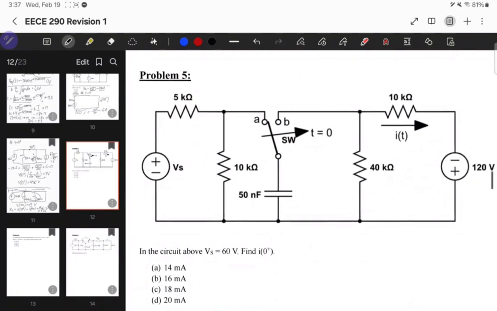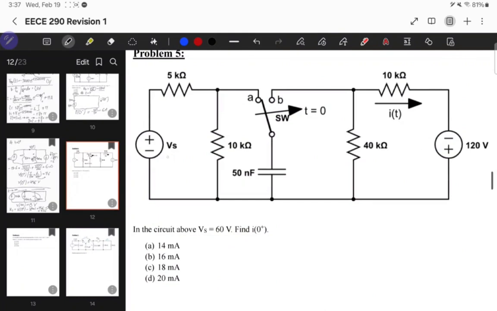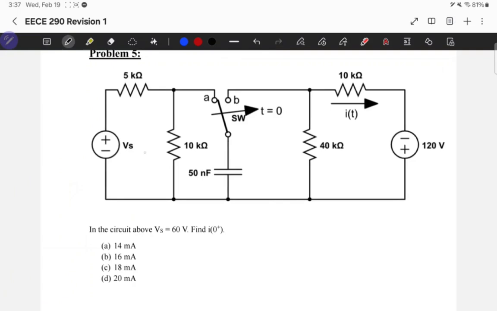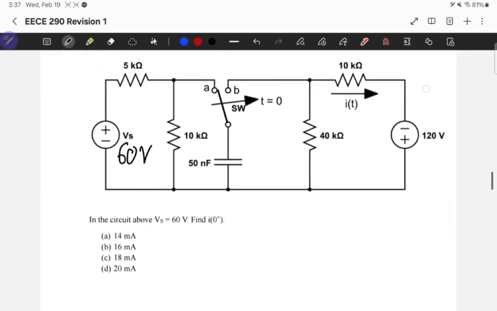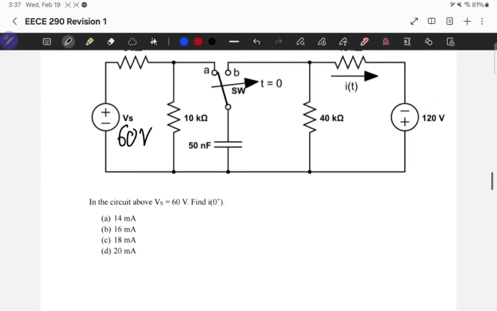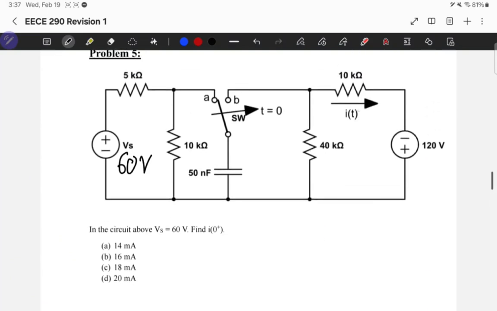Okay, in this circuit, problem 5, we're given that Vs is 60 volt. We need to find I at 0 plus. I at 0 plus, which is this current right here.